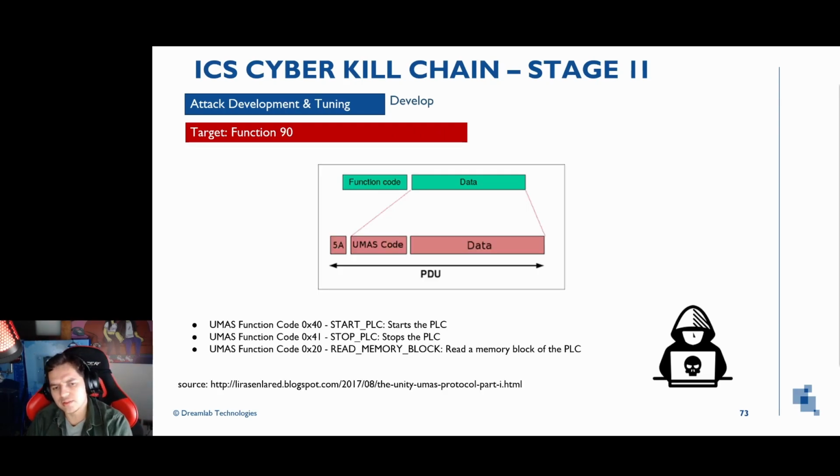The other interesting function of a Schneider Electric device is function code 90. Among the many functionalities or subfunctions available, we are interested in the following three: 40, 41, and 20. These are stop PLC, start PLC, and read memory block. So for the final attack, we are looking for a request that can easily generate a stop on the target device.